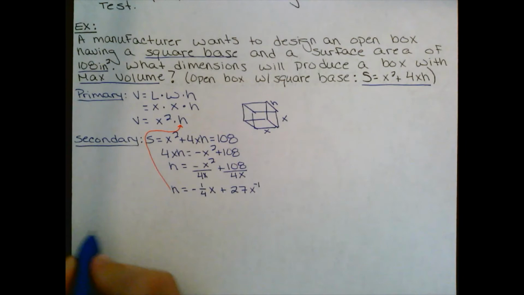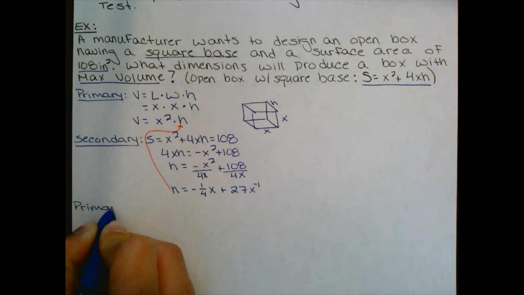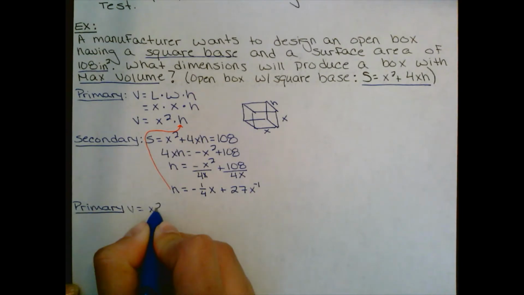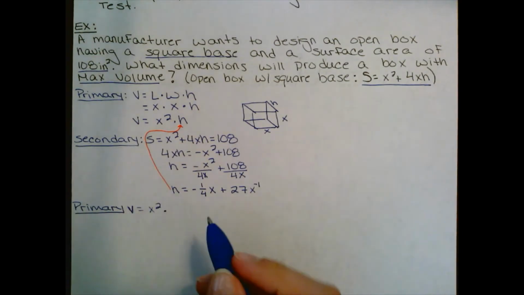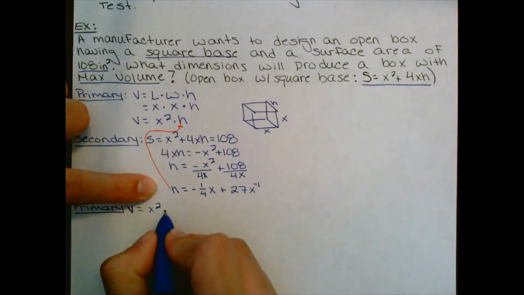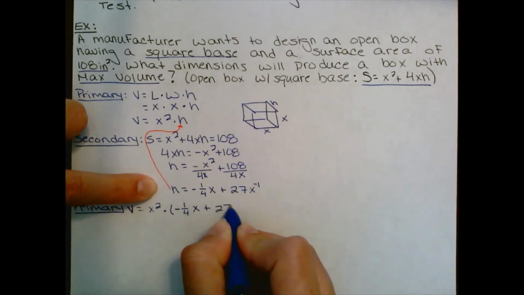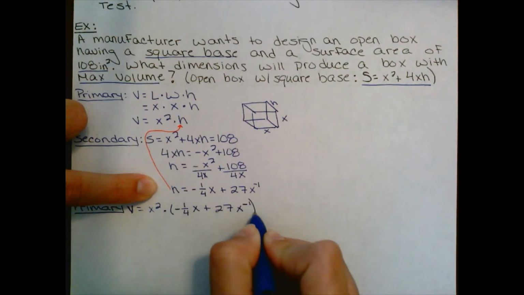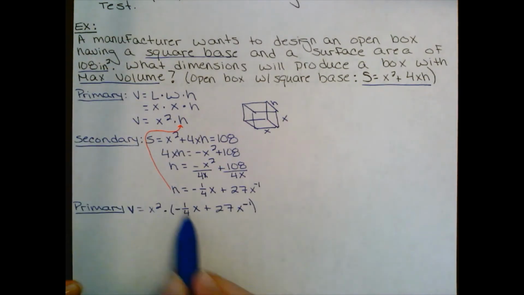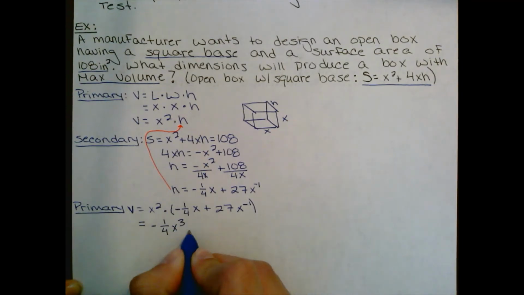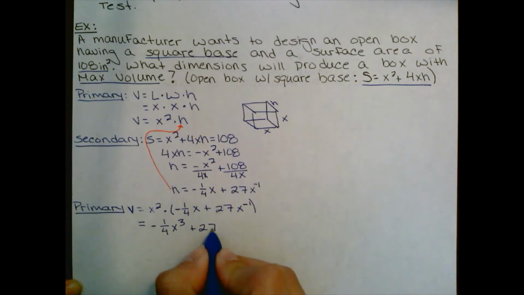So I'm going to rewrite my primary. And now I'm going to say volume equals x squared times, and instead of writing h, I can put what I isolated h to equal over here. So times negative 1/4 x plus 27 x to the negative first. I could do product rule here, or I could distribute this so that I only have to do power rule. Okay? So if I distribute this, I have negative 1/4 x cubed plus 27, and then x squared and x to the negative first just give me x to the first power.